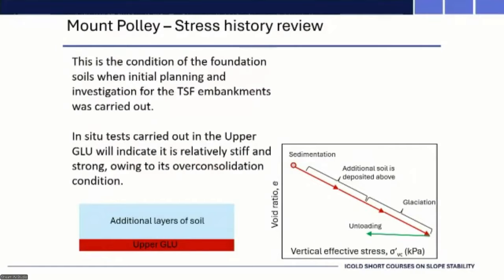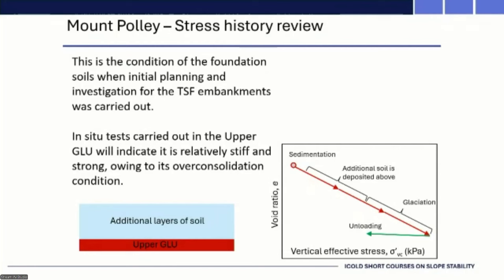Now, that's where it would have been. That's the state, the condition it would have been in when investigations were carried out. And if you go and test that material, it would probably be extremely stiff due to that over-consolidation ratio. And this is where things get deceptive.